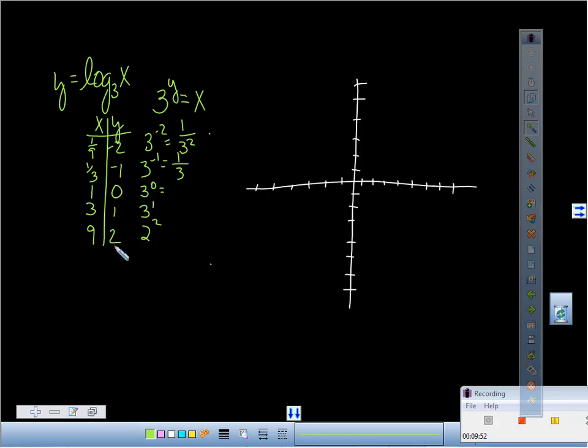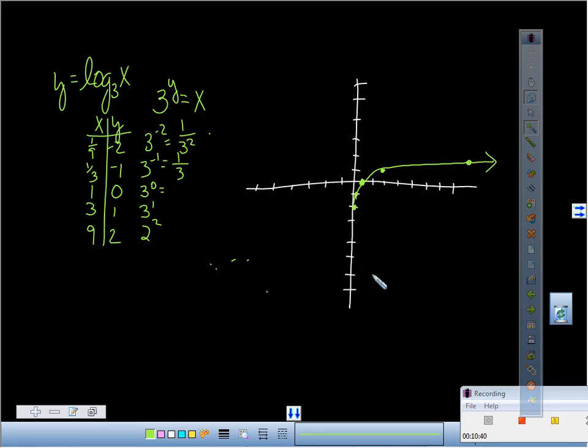Now I'm going to go over here and graph it. The first one I'm going to graph is 1/9, negative 2. So at 1/9, it's negative 2. Ever so close to 0. At 1/3, it's negative 1. At 1, it's what? 0. At 3, it's 1, 4, 5, 6, 7, 8. At 9, it's 2. So, connect the dots.